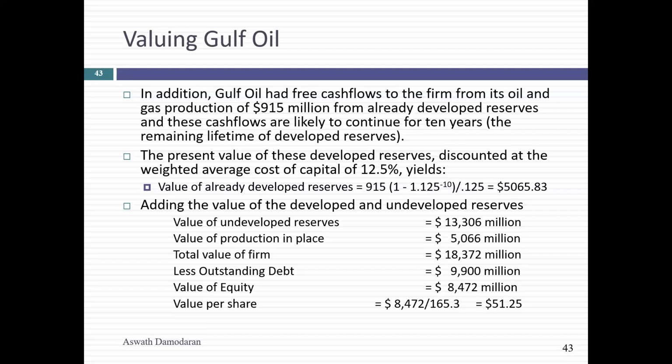I discounted those reserves the traditional way at a cost of capital that reflects the risk. So basically everything we have in DCF, in the architecture we pull out, take the 915 million, treat it as an annuity for the next 10 years, present value is 5.065 billion. I take that as my starting point. To that, I add the value of the undeveloped reserves, 13.3 billion. The total value of the firm is the sum of the two.